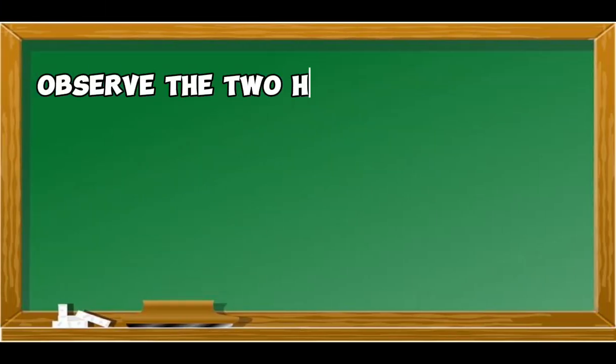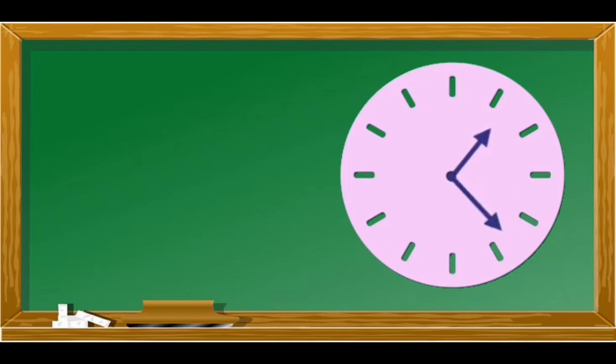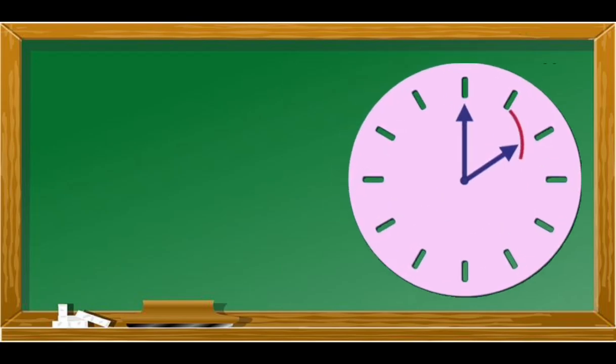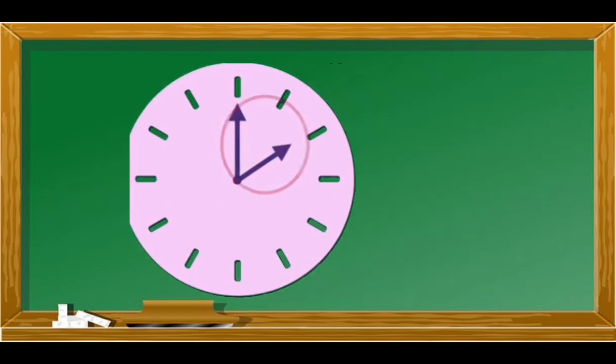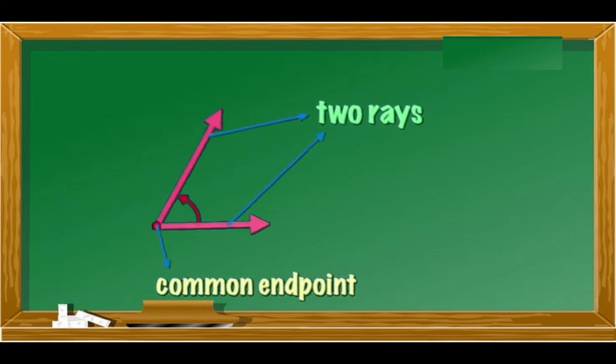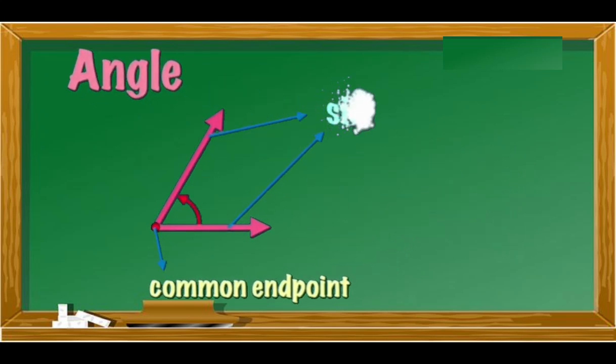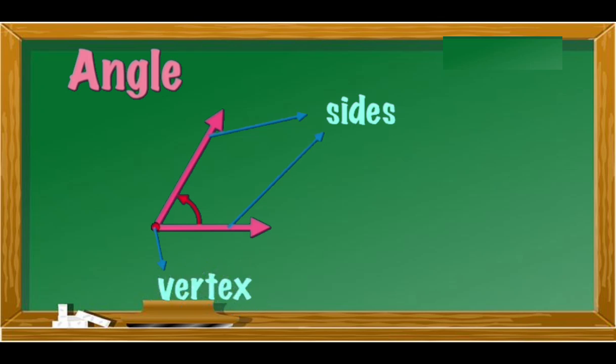Let's observe the two hands of this clock. Notice that the two hands of the clock are at different positions at different points of time as they move along the dial. The two hands of the clock represent two rays meeting at a point. When two rays have a common endpoint, they form an angle. The two rays forming an angle are called the sides of an angle. The common endpoint is called the vertex of the angle.